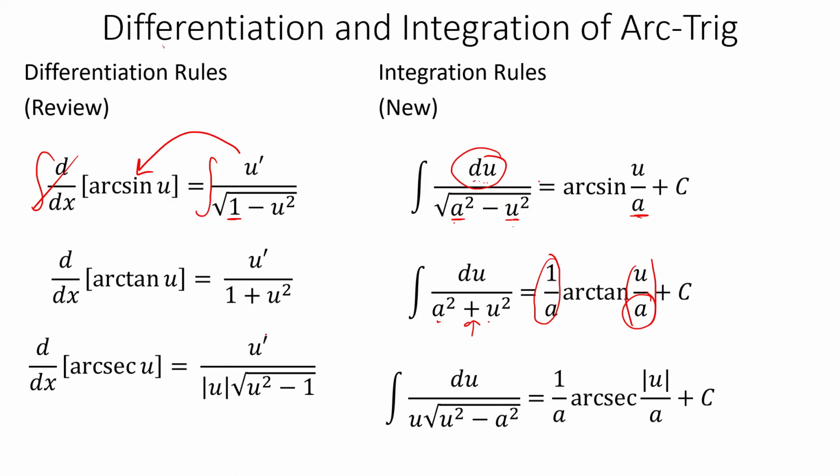Arcsecant is the other one. These are the only three we have to worry about. The other ones we don't really have to deal with. It's just a matter of a negative sign up front. So we always use just these three, and that's it.